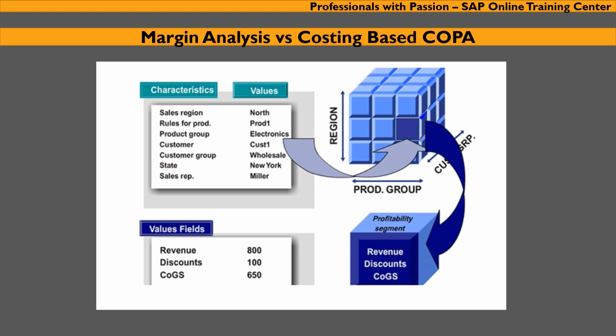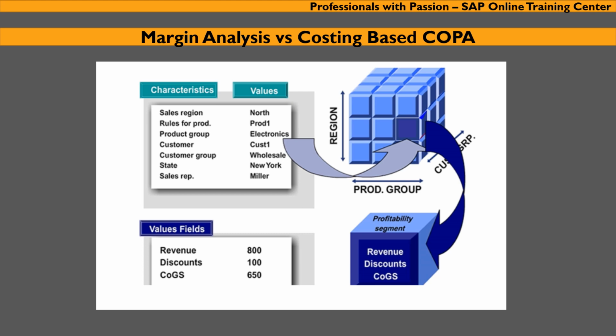Here we are providing the example which is extracted from SAP. Here we are going to understand the differences between characteristics and characteristic values, and we can also identify the value fields. Value fields are available only in costing-based COPA, but if you are using margin analysis, we can find revenue, discount, and COGS as GL accounts. So the general ledger postings against these values we can find against the GL accounts in the ACDOCA table.